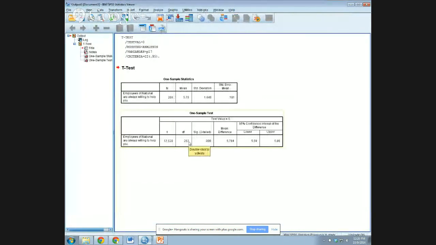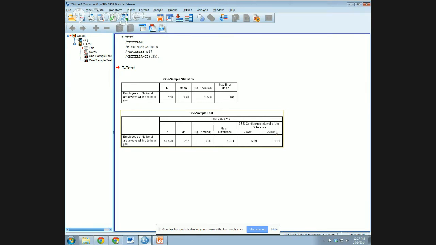Now SPSS gives me an output. It gives me the number of samples, the mean, the standard deviation, and the standard error of the mean. It gives me a t-test statistic, and it gives me the degrees of freedom for that test statistic. It then gives me the significance. It gives me the mean difference, which I used as 0 because I don't know what the mean actually is of the population. And then it gives me what's called the 95% confidence interval of the difference.